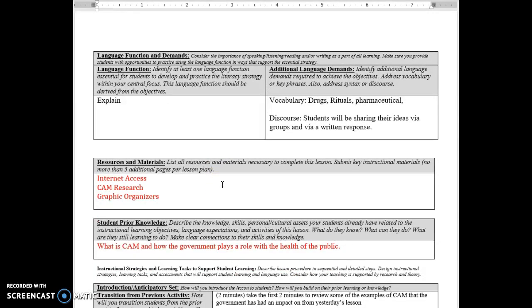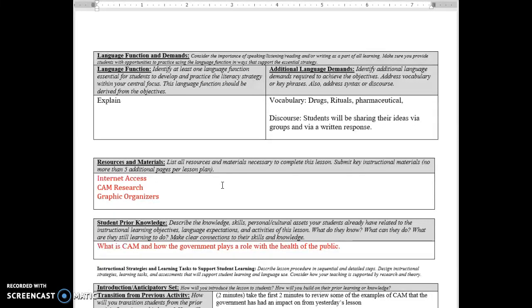Language function will be explain, because the students will need to explain their findings from their research with one another and also during the group assignment. Additional language demands. So for vocabulary, I put down drugs, rituals, and pharmaceutical. The reason why I put down drugs is because drugs has a two-way notion, one as an illegal substance and the other as a medical health benefit. In this occasion, it will be used as a medical benefit.